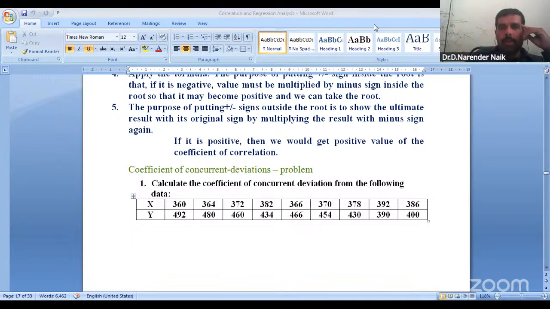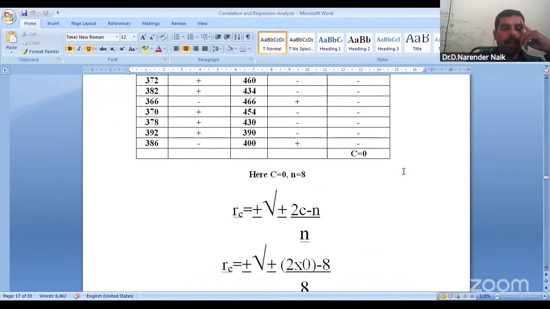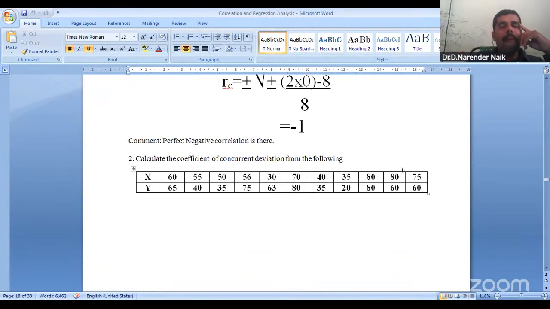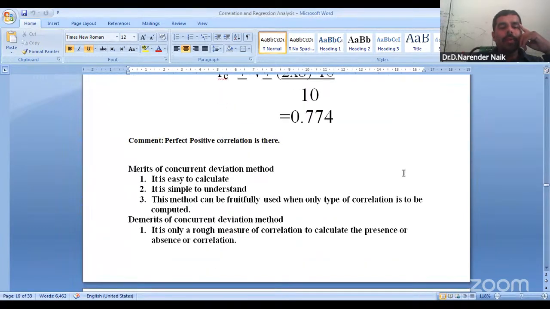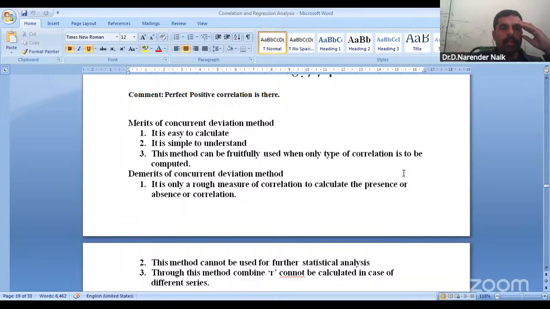So, in the previous class, we have seen important and easy topics which are used in our subject. Till here, we completed coefficient of concurrent deviation. And these are the merits of concurrent deviation.